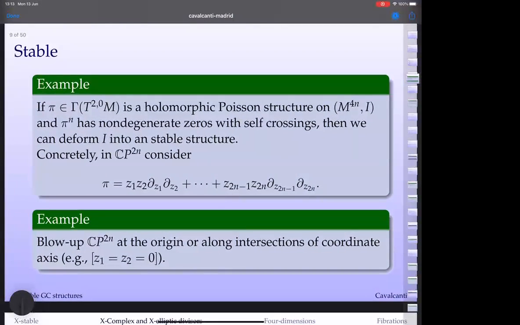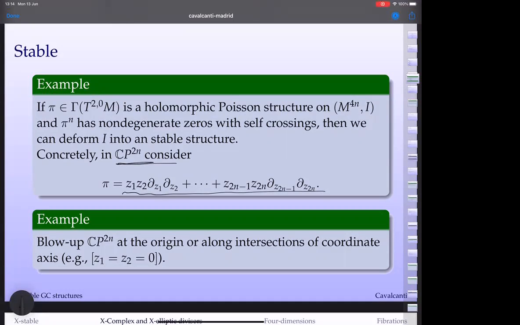So why do we do that? I think Mark already gave you an idea. One idea is that, like I was saying, photos are not examples if you just impose the transversality condition, but if you allow self-crossings, you're in a much better situation. You can pick CP^n, for example, and just pick this particular holomorphic Poisson structure and use that one to deform the complex structure.